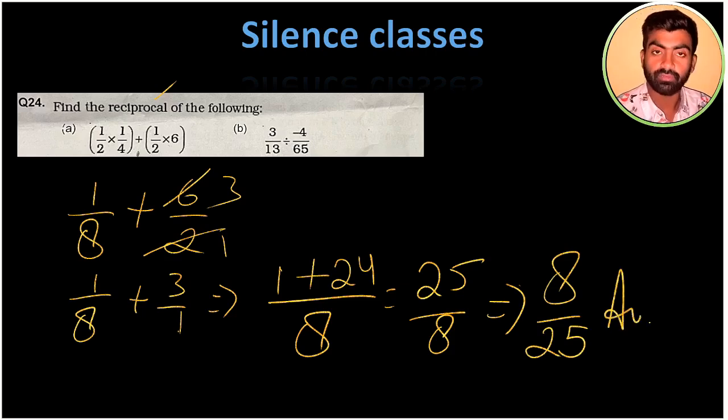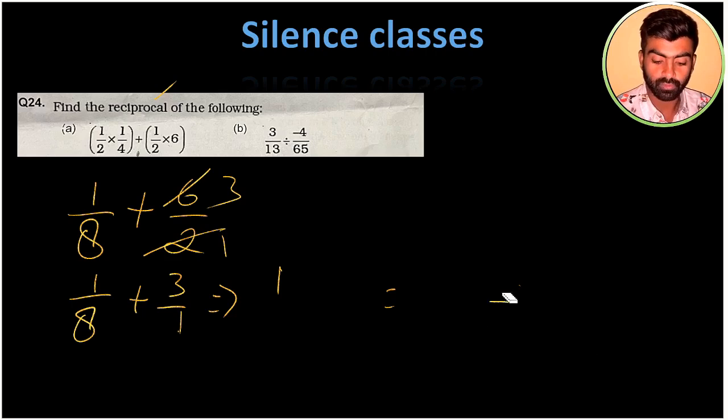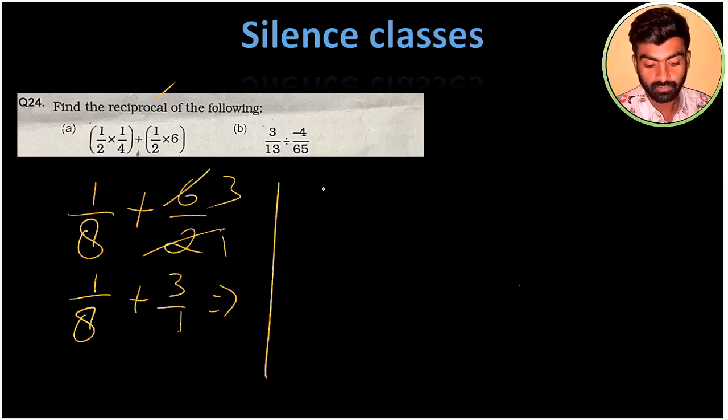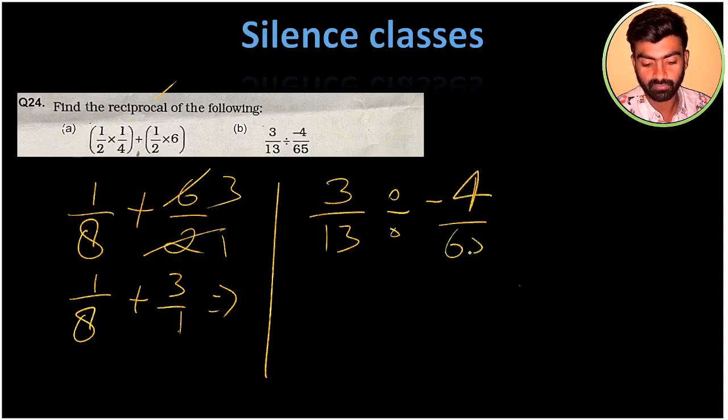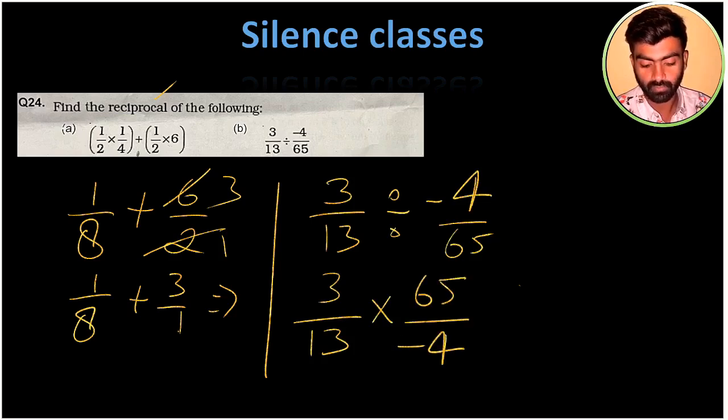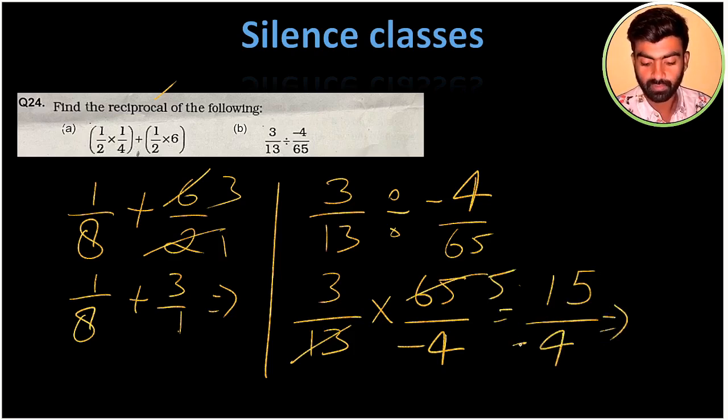The questions in this particular question paper are very easy. Now, B part: 3 divided by 13 divided by minus 4 upon 65. So 3 upon 13 multiplied by 65 upon minus 4. 13 5s are 65. So it will become 5 3s are 15 upon 4. So it will become minus 4 upon 15, and this is the answer.